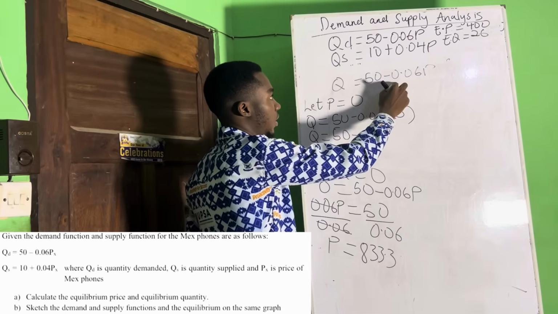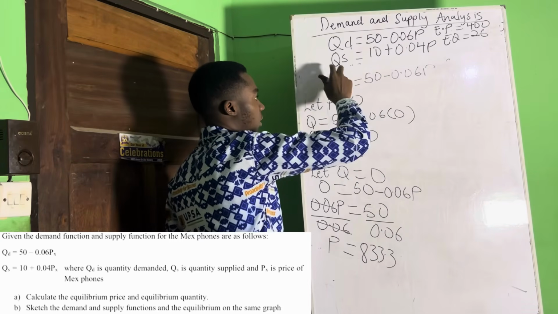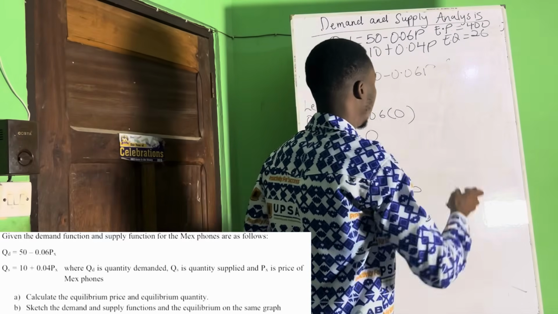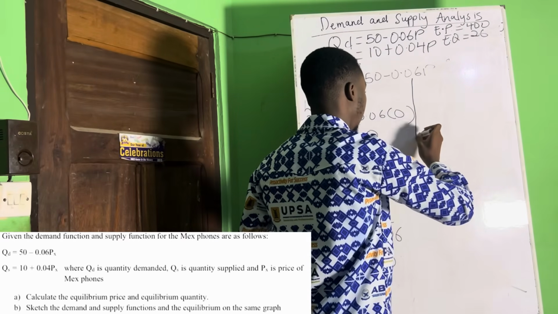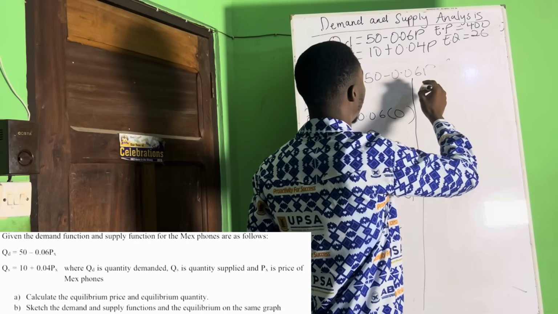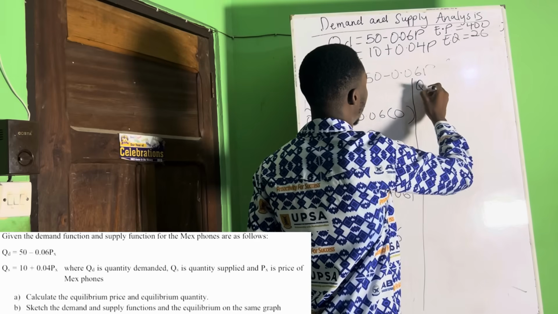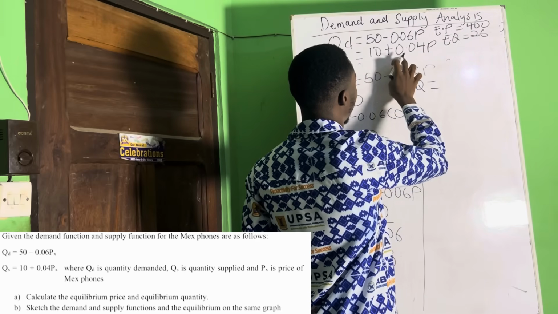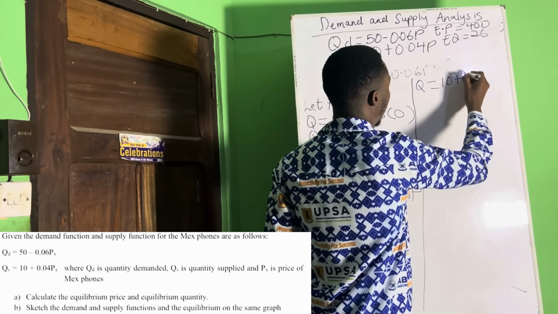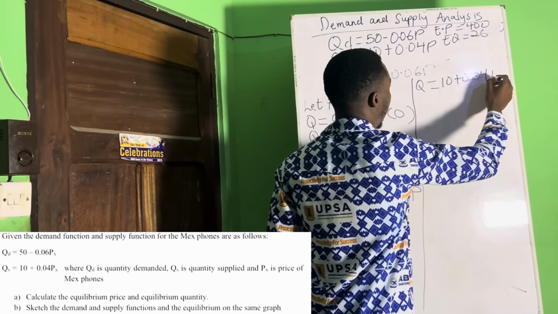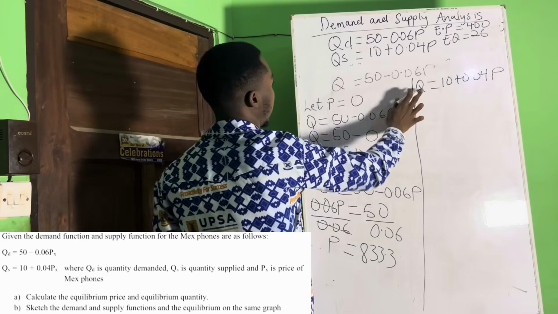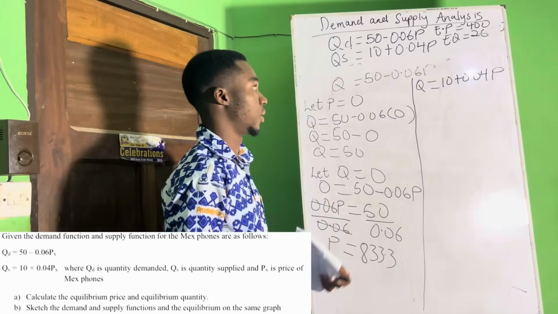This is Q equals 50 minus 0.06p. It's only for the demand function. You also have to do the same for the supply function. So let me do it somewhere here. All right. So for the supply function, we have Q is equal to 10 plus 0.04p. It's the same as QS, but since quantity demand is equal to quantity supply, you can just make it Q. So this is for the supply function, right?